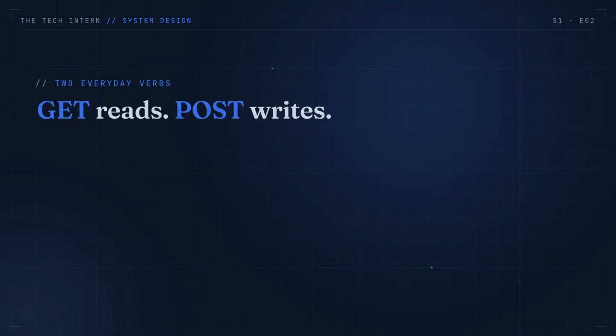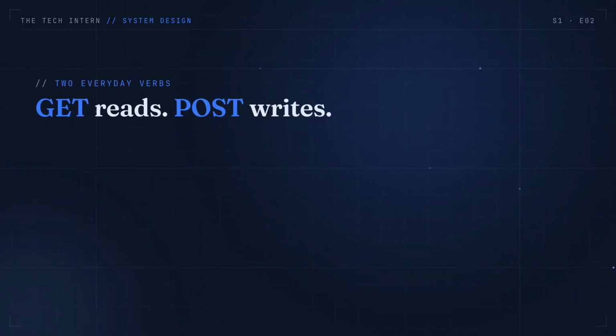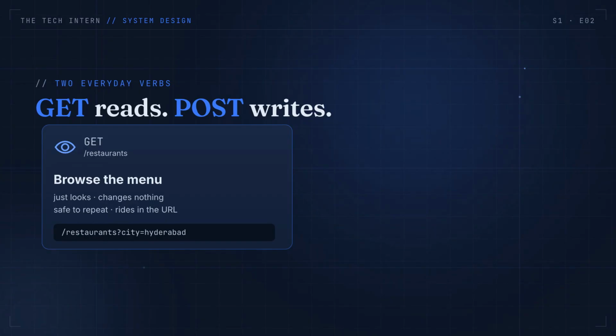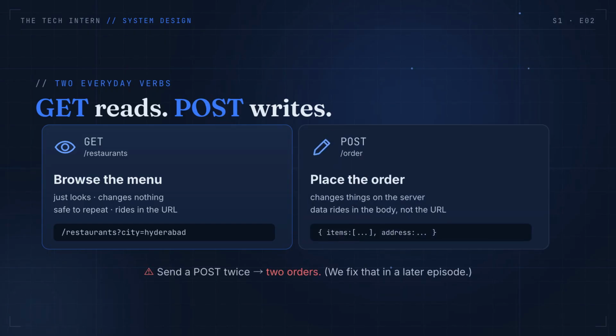Of all those methods, 2 do most of the work. GET and POST. GET is for reading. Browsing the menu. It only looks, it changes nothing, and it's safe to do again and again. Its details are right in the URL so you can bookmark it. POST is for writing, placing the order. It changes something on the server, and its data rides hidden in the body, not the URL. One warning. Send a POST twice, and you might place 2 orders. We'll fix that double tap problem in a later episode.